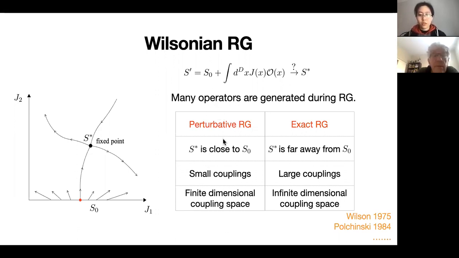But this perturbative way does not always work. In the general case, the IR fixed point is very far away from our starting point, and the higher order operators can acquire very large couplings so that we cannot ignore them. So in fact, in those cases, the exact RG flow takes place in the infinite dimensional coupling space.